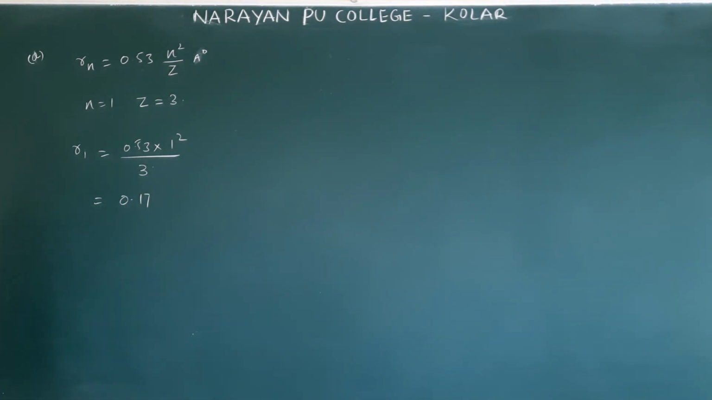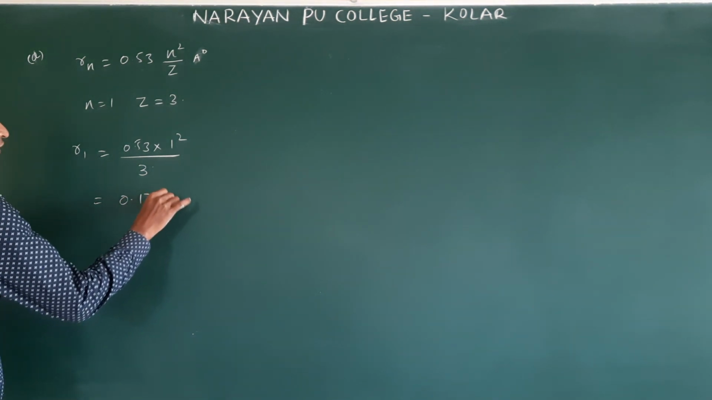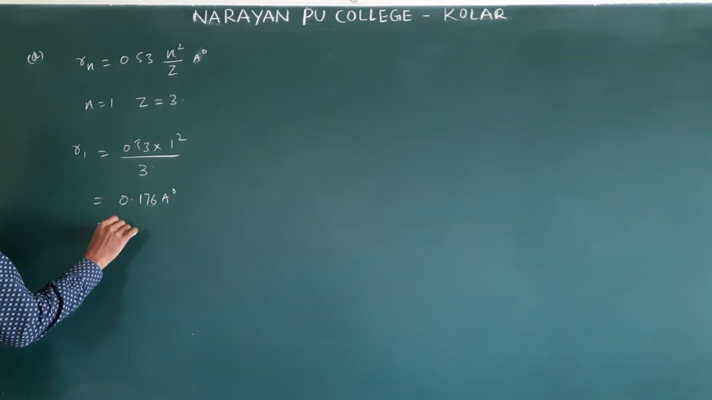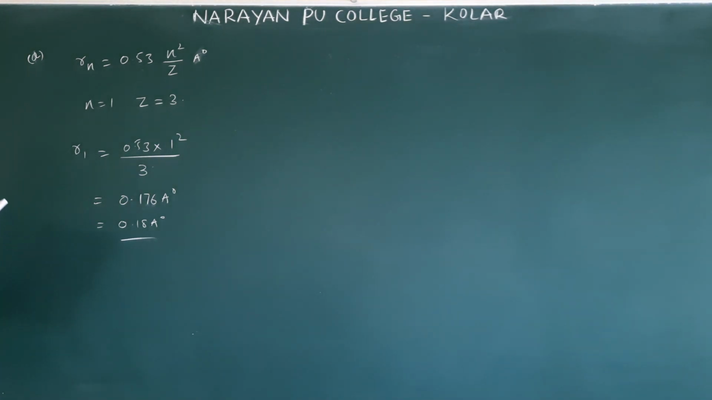2 is there, 6. Right? So 0.176. So rounding off, this is 0.18 angstroms. Like this, we can solve.